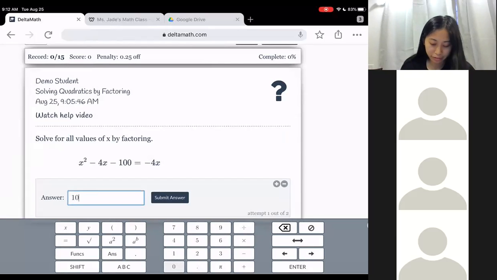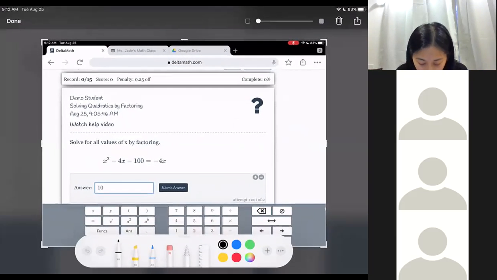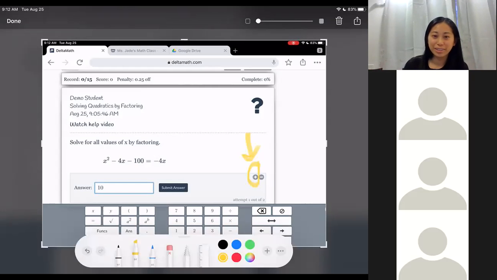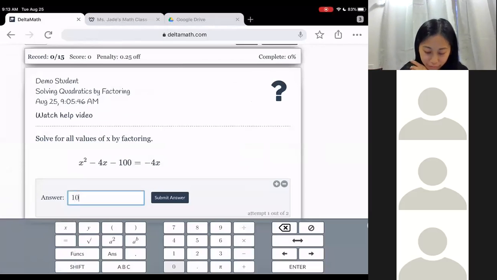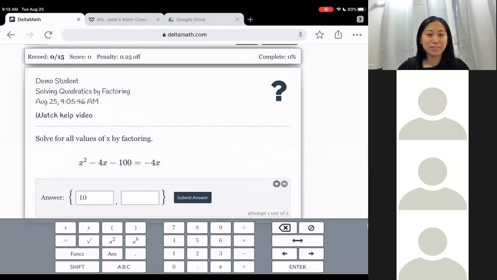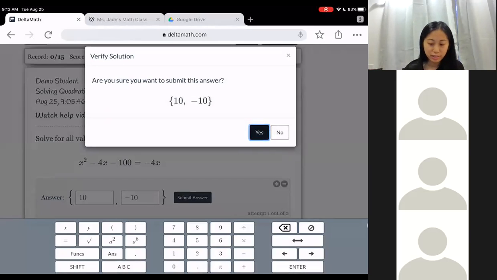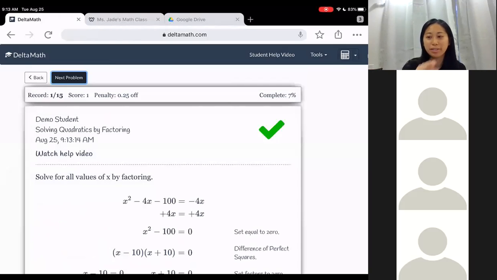I mean, how do I point? Okay. Do you see right here? That is a plus sign. That's how we're going to add a second answer. Okay, so now I know, now I'm telling you. This is how you add the second answer, that button. So I click the plus button, and then it gives me another spot to type another answer, and I'll type negative 10 because we had two answers, right? So make sure there's two boxes, 10, negative 10, submit answer, yes, and it gives us a check mark. Any questions on this?